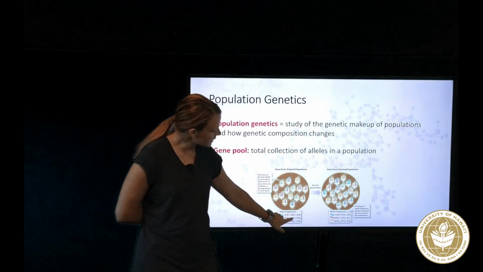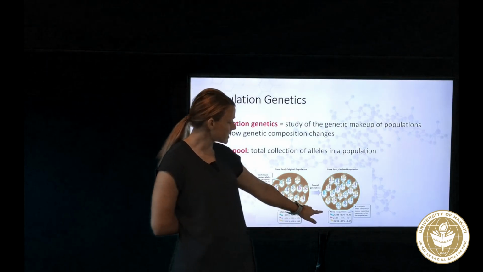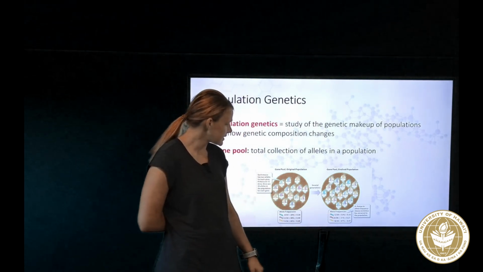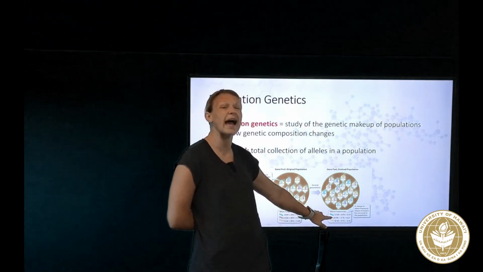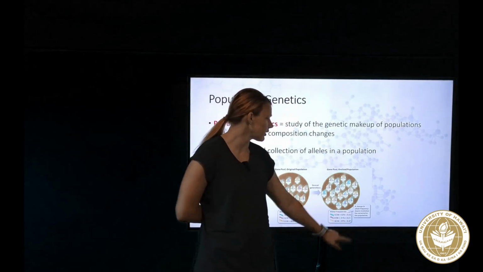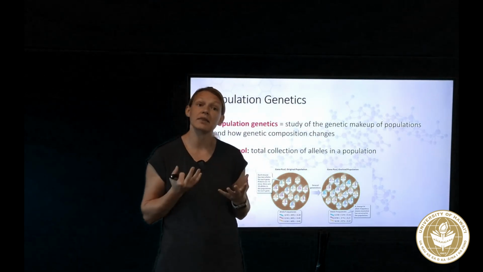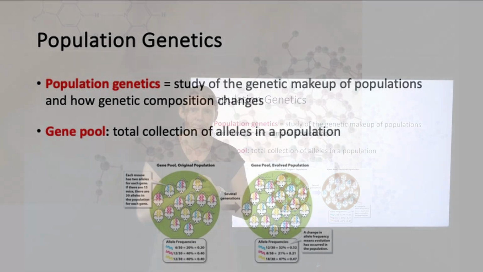So are these percentages exactly the same? No, right? We see an increase in the blue allele, and we see a decrease, almost half, decreased by half, of this red allele. So a change in the allele frequency means that evolution has occurred in that population in that particular gene pool.